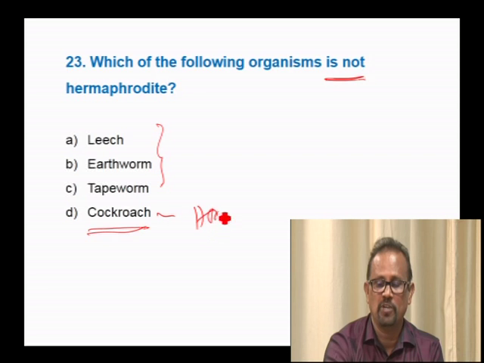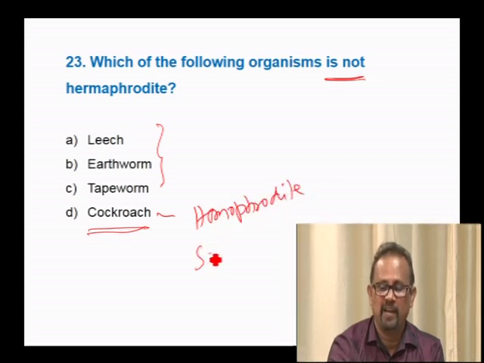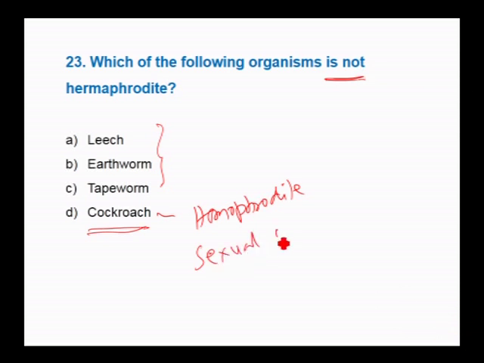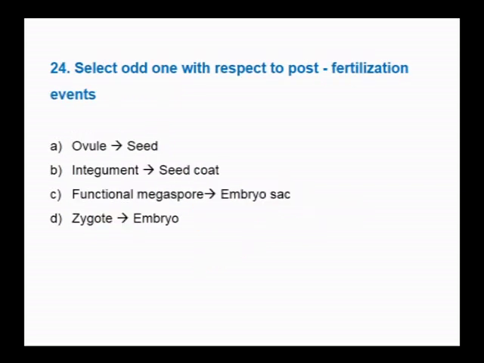Cockroach exhibits sexual dimorphism, where males are characterized by the presence of anal styles, which you don't find in female cockroach. There are so many other differences also. So, with respect to the question, cockroach is not a hermaphrodite. Therefore, the answer is cockroach. Move on to the next question.